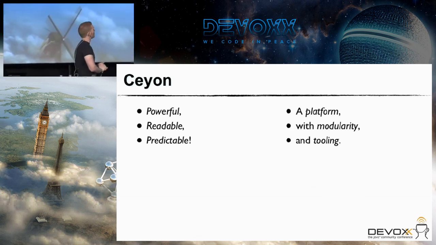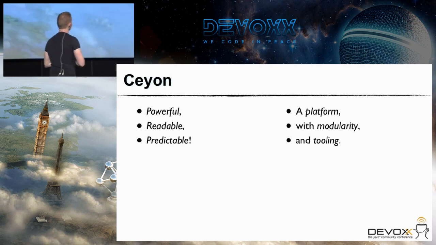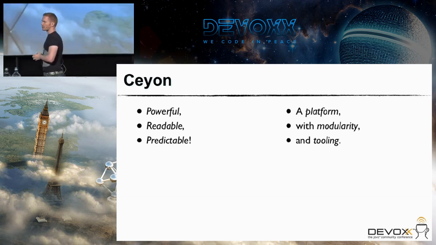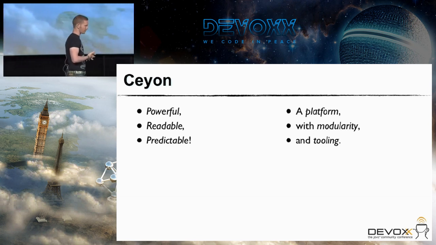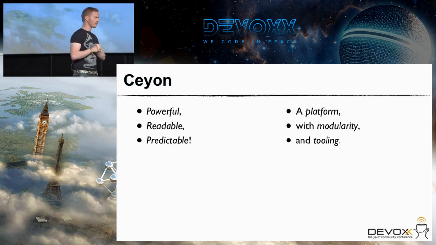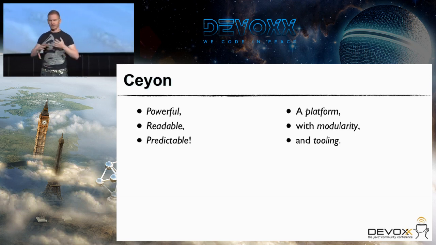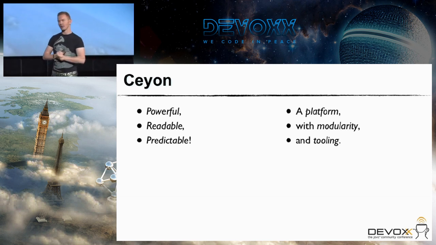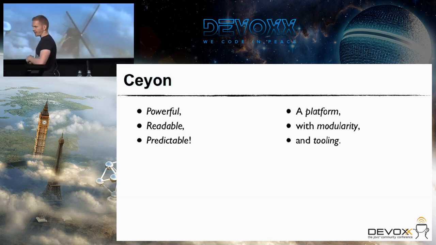So what's Ceylon about? Well, my colleague Emmanuel Bernard says that apparently you have to boil everything down into three. Apparently that's the fashion. We said there's three things that we think are distinguishing values. Ceylon is powerful, by which we mean something specific. It's powerful in the sense that the language is expressive, more expressive than some other languages, and it's powerful in the sense that the compiler can catch a lot more bugs, or potential bugs, than you will catch in some other languages.